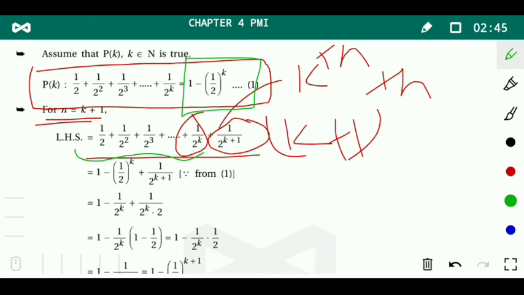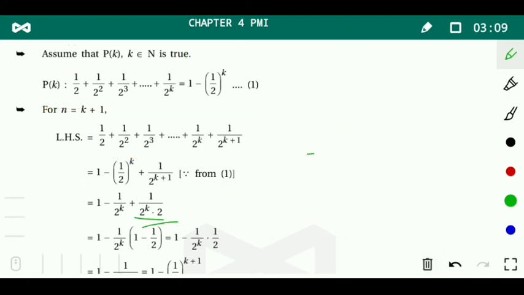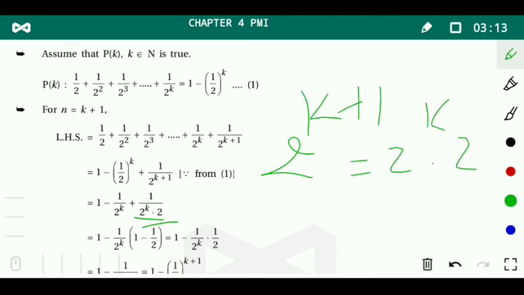Simply we have to write the k plus 1 term, then the last second term, and then put the value of up to k term, which is 1 minus 1 by 2 whole raised to k from equation 1. Is it clear? Now 1 minus 1 upon 2 raised to k plus 1 upon 2 raised to k into 2, we can write, yes or no? Because 2 raised to k plus 1 equals 2 raised to k into 2, yes or no? Because 2 raised to 1 will be 2.